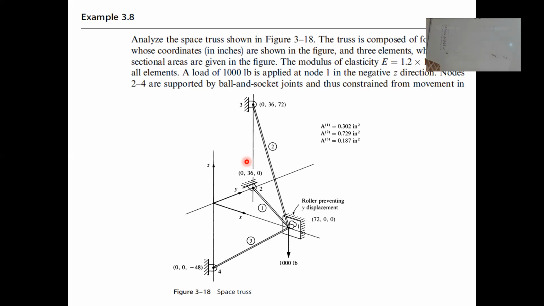You come to node number 1. Which displacement do you know and which one you don't know? It says here, roller preventing Y displacement. So we know Y. We don't know X and Z. It cannot go here like this. So we know V1, it is zero. What about W1? Unknown. Okay, finish. Okay, go to node 2.